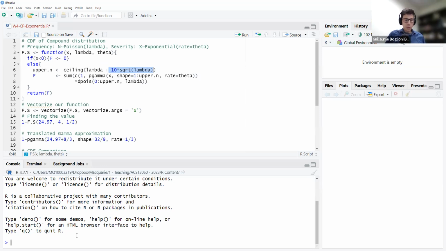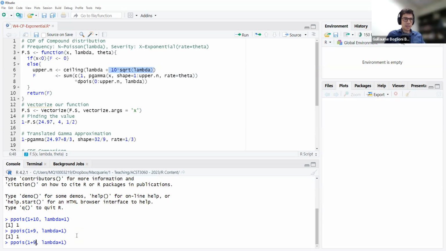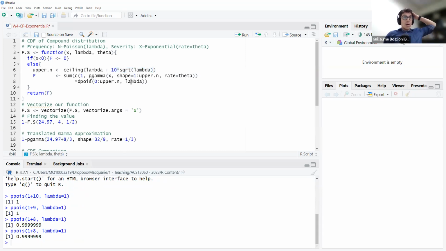What I mean is, what's the CDF of a Poisson? It would be P Poisson. Let's say a Poisson with a lambda of 1, just for illustration purposes. Of course, the mean is 1, and the standard deviation is 1 again if you have a lambda of 1. So what's the probability to be smaller or equal to the mean plus 10 times the standard deviation? It's pretty much certain. In fact, I think if you tried 9 here, you still get certainty, 0.999. Now we have our upper n, and now we implement the formula.